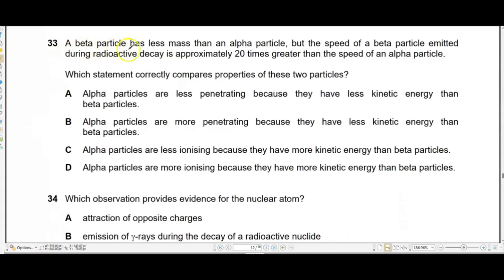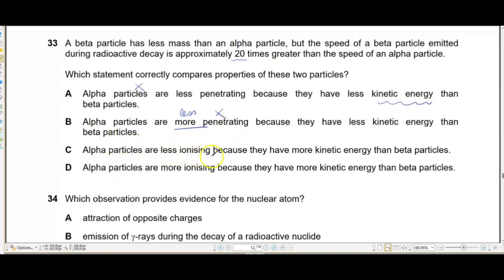Number 33. A beta particle has less mass than an alpha particle, but the speed of the beta particle emitted during radioactive decay is approximately 20 times greater than the speed of an alpha particle. Which statement correctly compares properties of these two particles? Alpha particles are less penetrating because they have less kinetic energy than the beta particles. Alpha particles are less penetrating, but the penetrating power does not depend upon kinetic energy, so this is not correct. Alpha particles are more penetrating? No, alpha particles are less penetrating, so this statement is not correct as well.